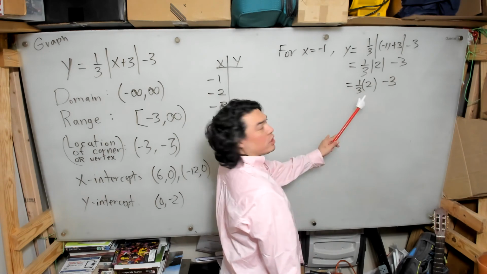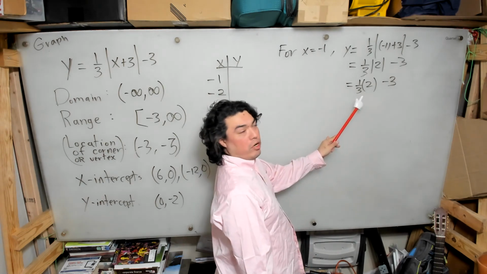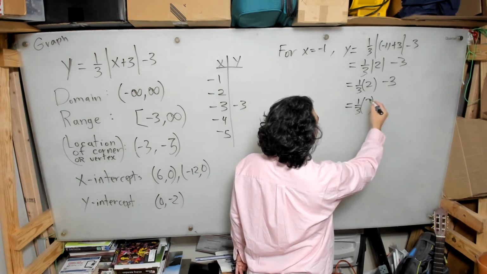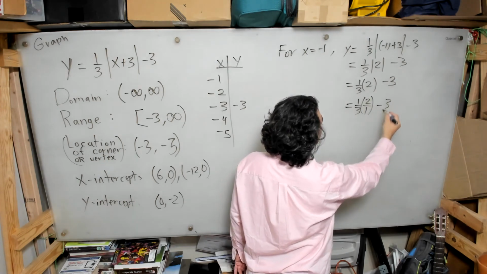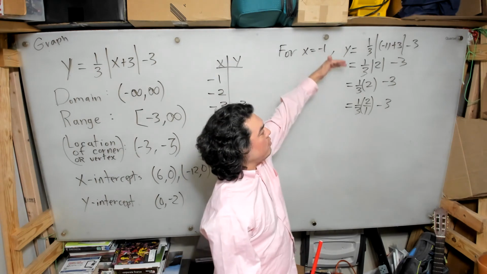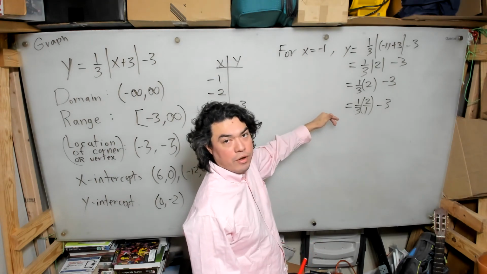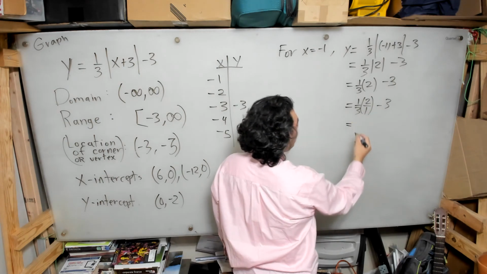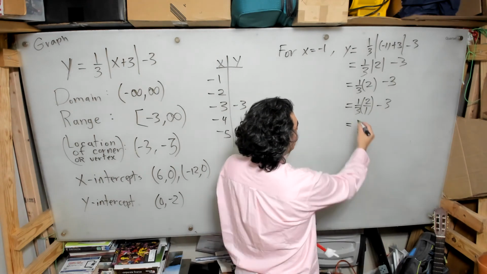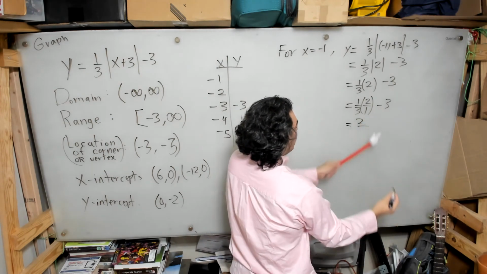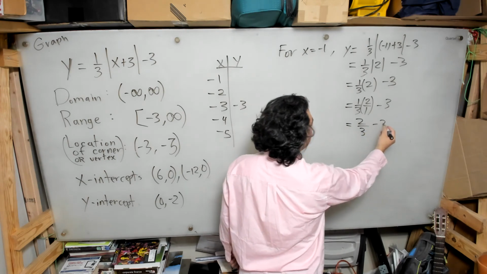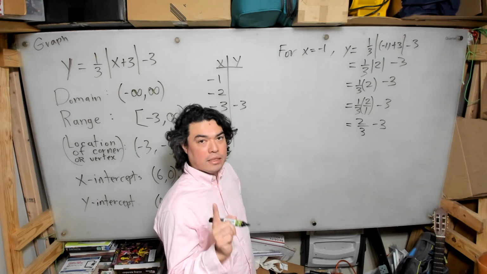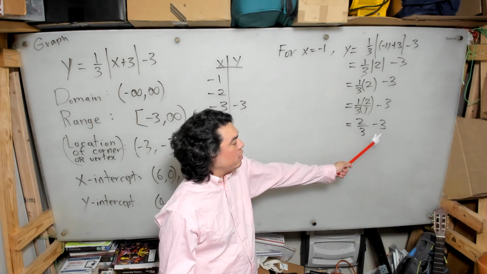How can we write 2 as a fraction? By setting it as the numerator and 1 as the denominator. So that is going to be 1/3 times 2 over 1 minus 3. Notice how at each point I'm keeping the calculation together so I don't forget a step somewhere else. How do I multiply these fractions? I multiply them across. 1 times 2 is 2. 3 times 1 is 3. And then minus 3. Aha! Can I perform this subtraction? I can't, because you see, this 3 is not a fraction.